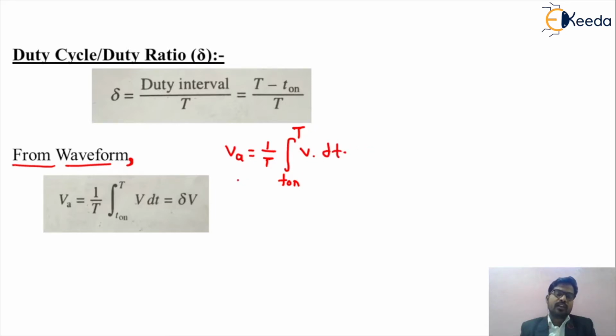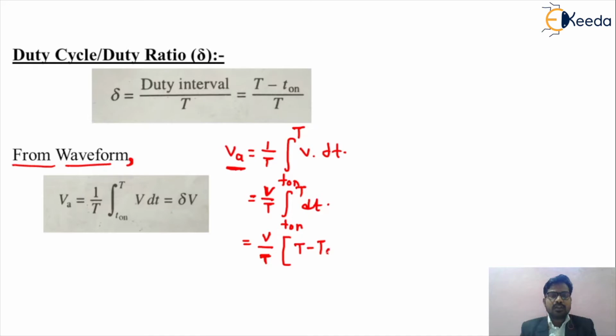So friends, now we can find the value of the output voltage. Now we can take the integration, that is 1 by T. We can take the voltage term outside, so V by T times the integration of T on to T dt. Now we can substitute the limits into the integration, so we get the upper limit T minus T on.